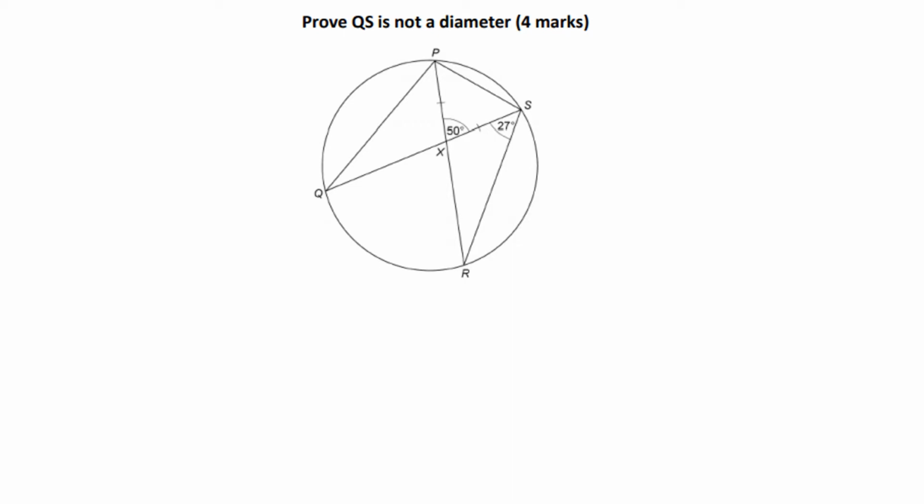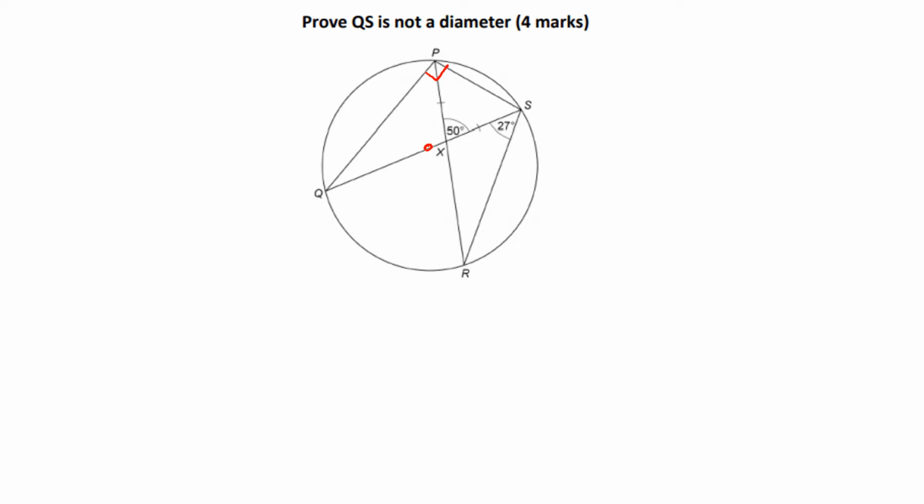Now this question here says we need to prove that QS is not a diameter. So how are we going to go about this? What do we actually want to do? Well, if QS was a diameter, then that would mean it would have a center on it somewhere. And it would also mean that we'd be able to use the circle theorem that right angles exist in a semicircle. So this angle here should be a right angle.